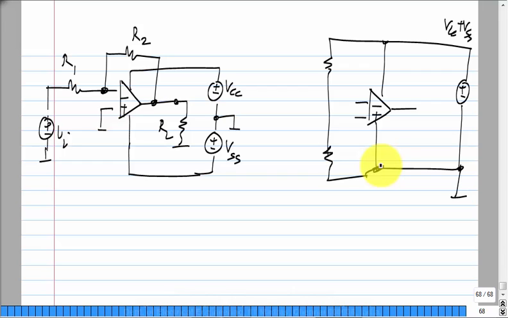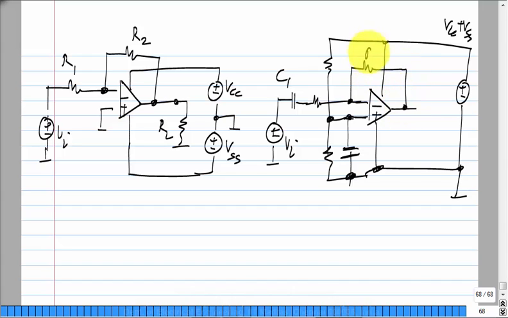So let's go step by step. I have my VI here. What should I do with this? Capacitor. Okay, C1, and then connected to where? R1, and connected there, then a capacitor between. Okay, and where do I connect the plus terminal to? Between the resistors, and then the output. Is that it, or is there something else? I have to connect R2 also. What should I do? Okay. Then.